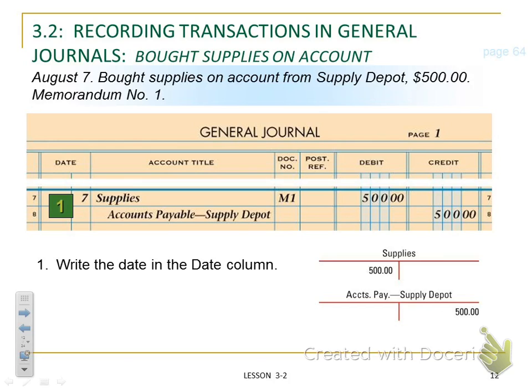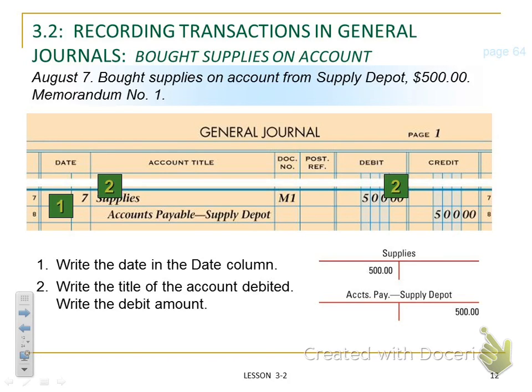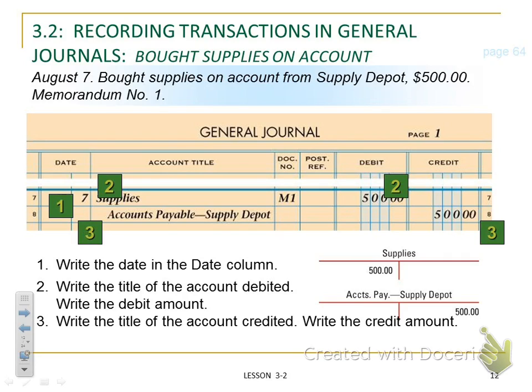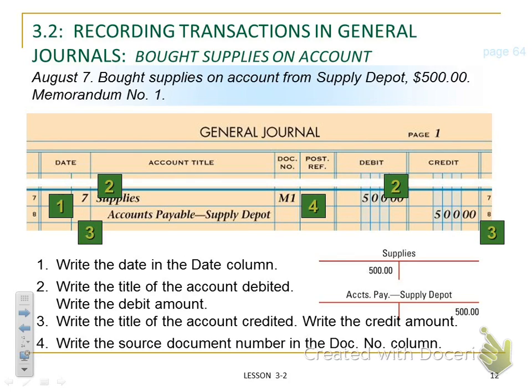First thing, enter the date, August 7th. Then debit your supplies in the account title column and the debit column. And then record our accounts payable increase by recording a credit to our accounts payable because its normal side balance is a credit. And then lastly, we're going to write the doc source number M1 in our doc number column, step 4.